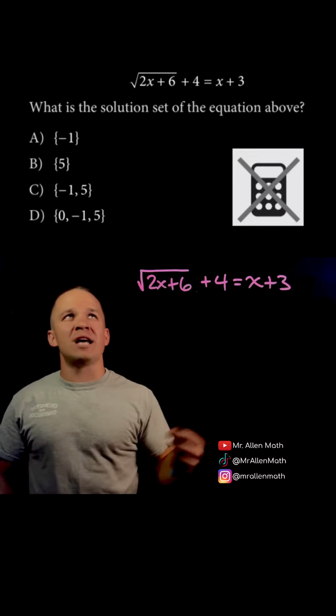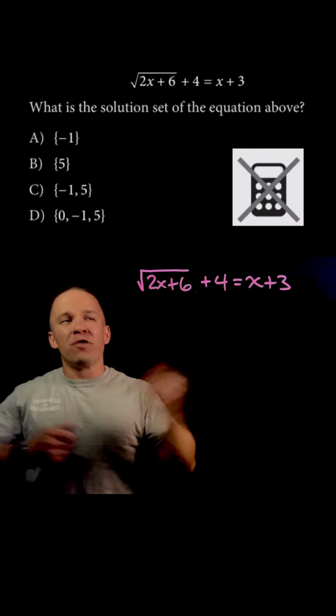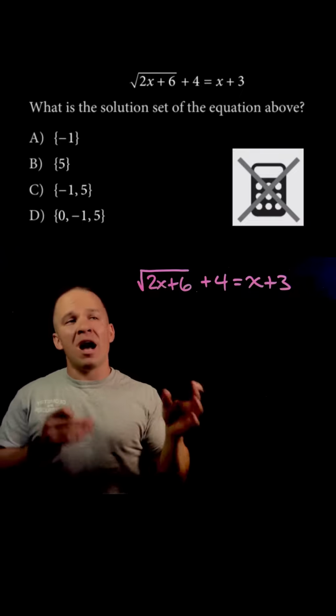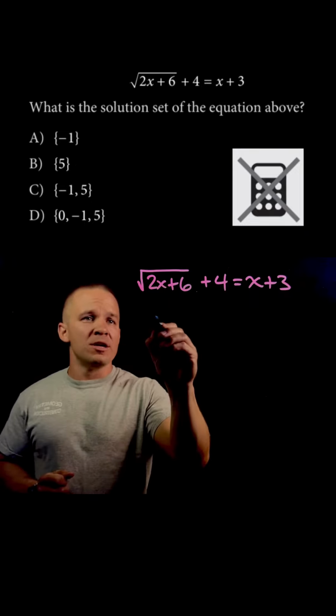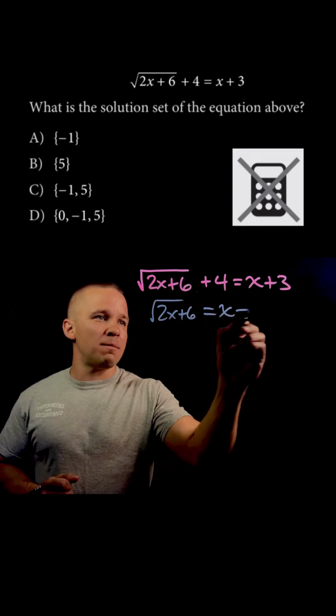So what is the solution set of the equation above? Pretty straightforward algebraic problem here. So first thing I want to do is subtract that 4 on both sides to isolate the square root. So I'm going to have the square root of 2x plus 6 equals x minus 1.